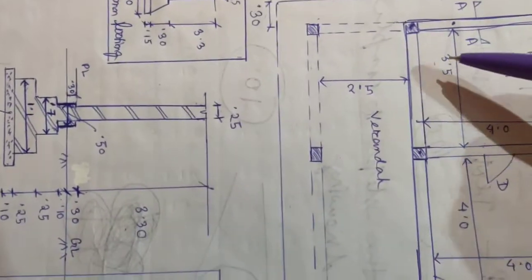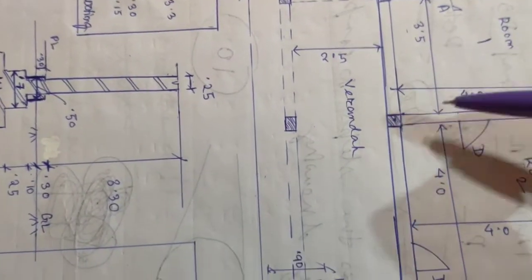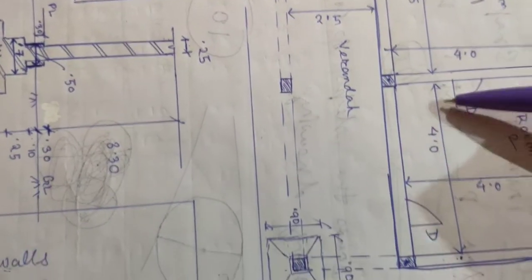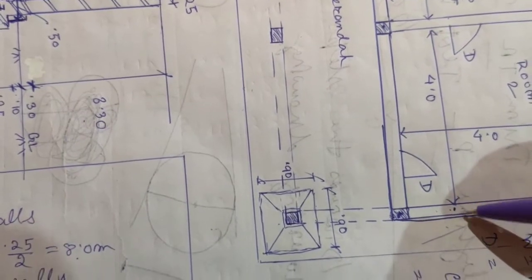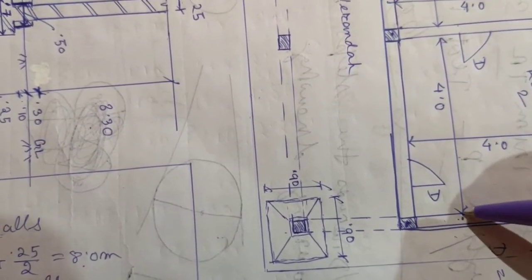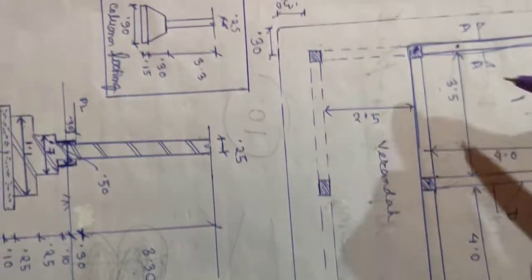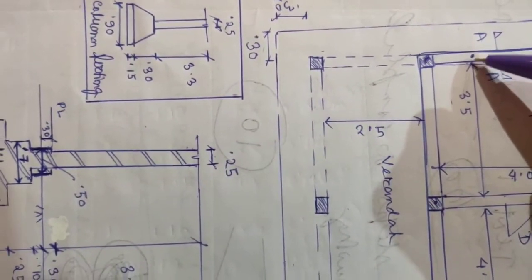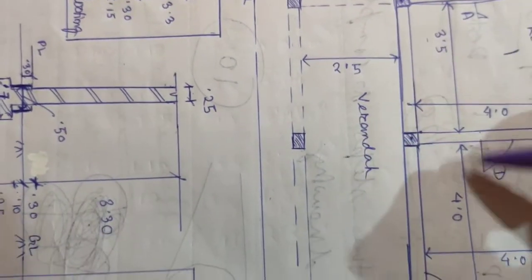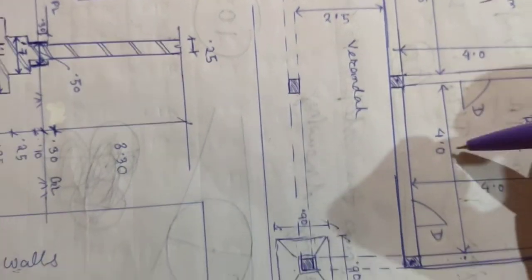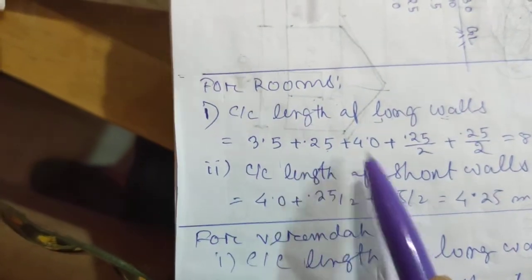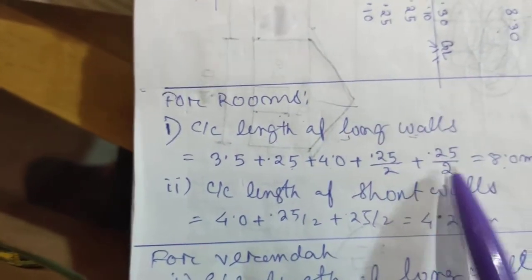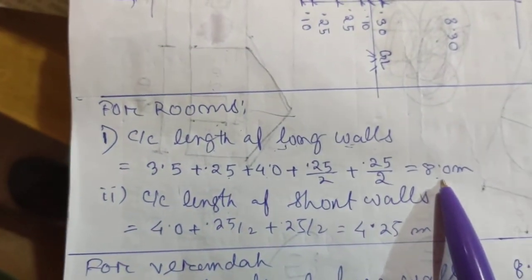So what will be this? This is given as 3.5. This thickness is 0.25 and this is 4. And up to the center point, this whole thickness is 0.25, so up to the center point, it is 0.25 by 2. Just like here, up to the center point, it will be 0.25 by 2. So 3.5 plus 0.25 plus 4 plus 0.25 by 2 plus 0.25 by 2, we have found out to be 8 meters.